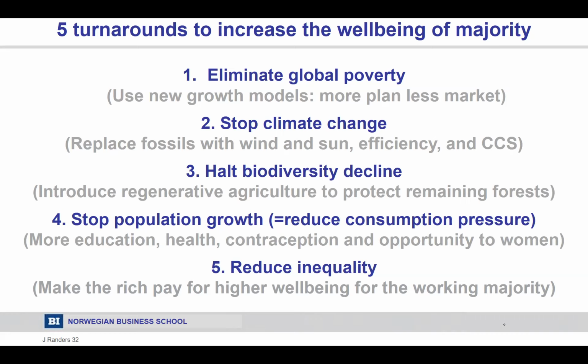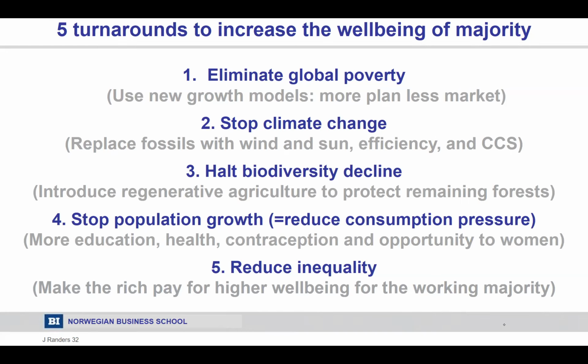There has been a huge debate in the project about what level and what types of policies should be included in this package. After a lot of debate, we have ended up with 5 turnarounds. There are 5 transformational changes that need to be done in order to get to a better world.